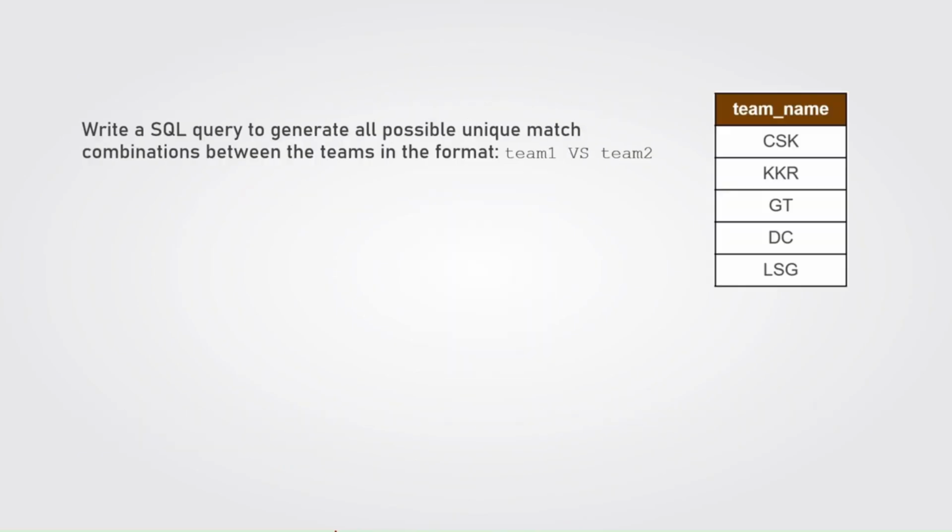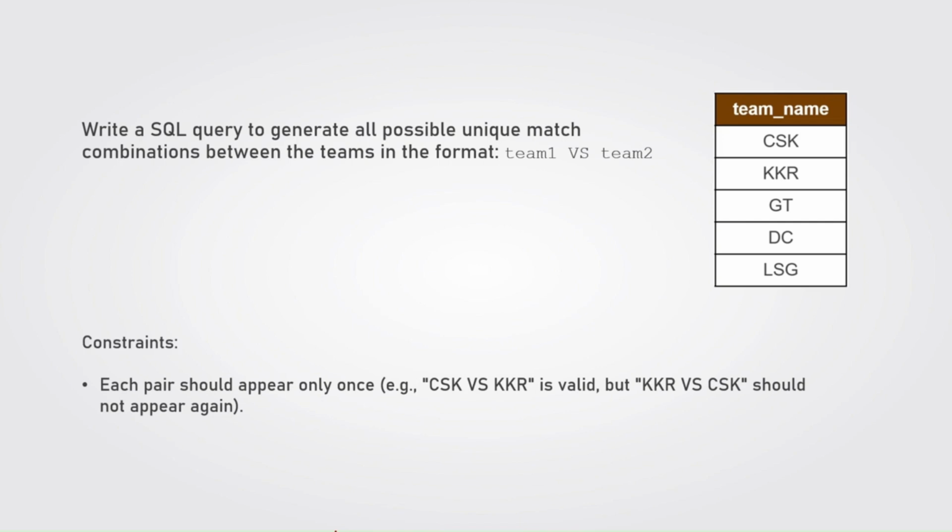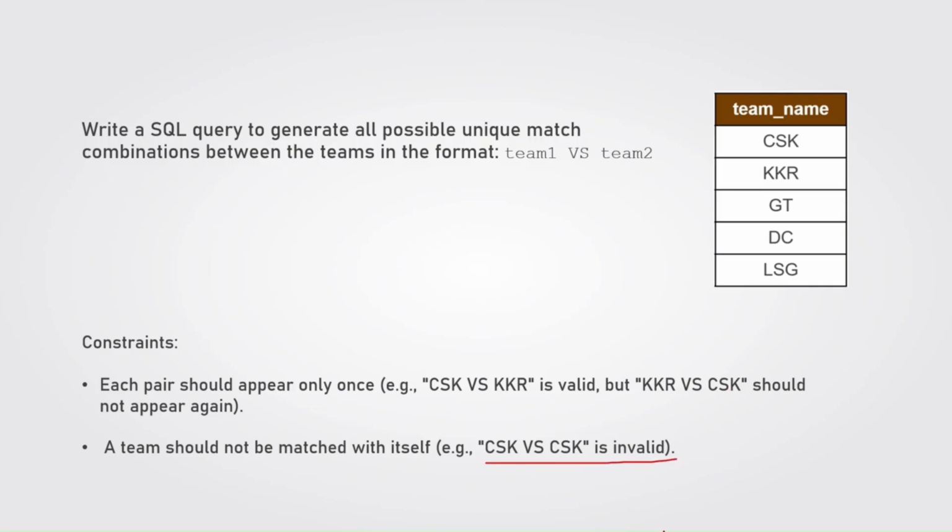The first constraint is that each pair should appear only once. For example, CSK versus KKR is valid, but KKR versus CSK should not appear again because it will be counted as a duplicate. Since we have to find only the unique match combinations, that will be counted as a duplicate. The second constraint is that a team should not be matched with itself. For example, CSK versus CSK is invalid. So a team cannot play against itself, and combinations like CSK versus CSK would be invalid. I hope the question is clear.